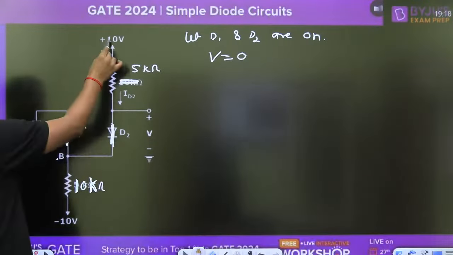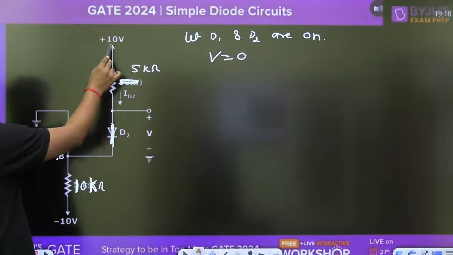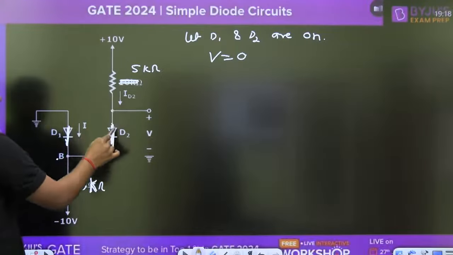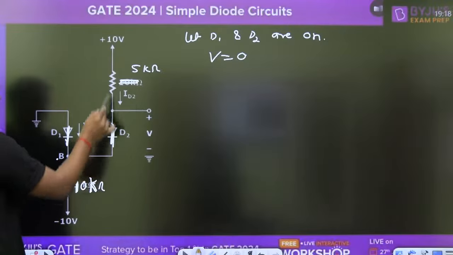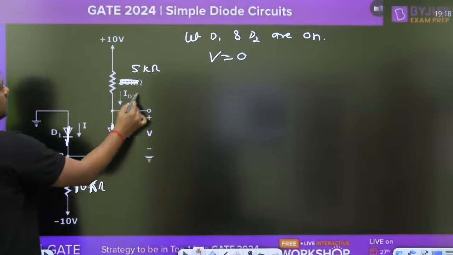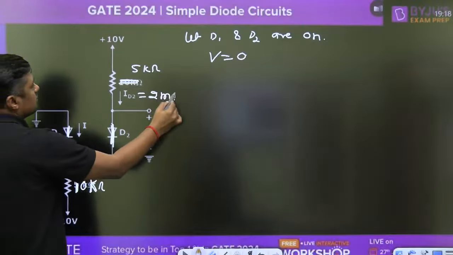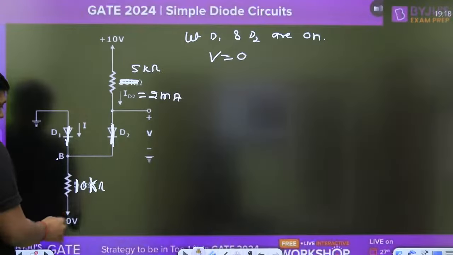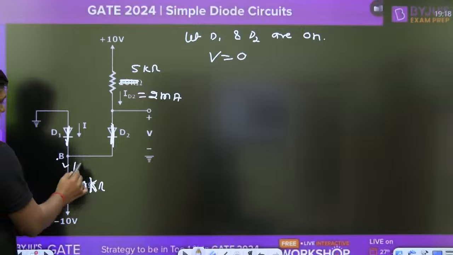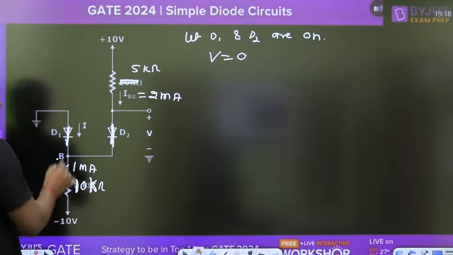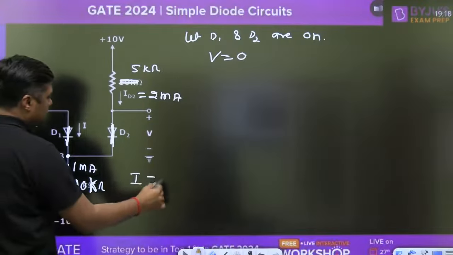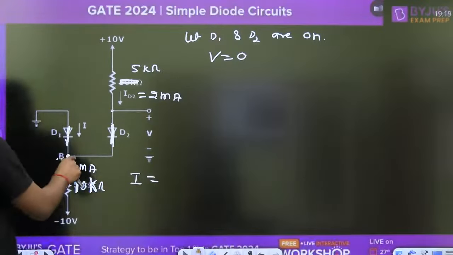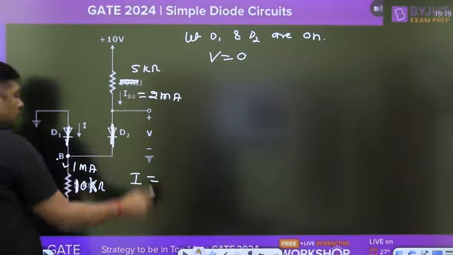Now what is the current here? The current here will become 10 minus 0 upon 5, so that is 2 milliampere. Okay. And what is the current here? 0 minus of minus 10 divided by 10, 1 milliampere. Now when we apply the KCL at this point, what is the incoming current I? What are the incoming currents plus 2 milliampere?